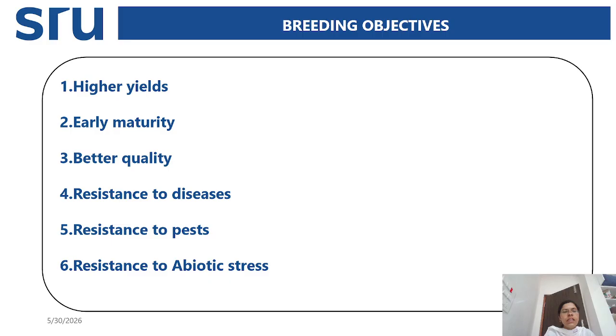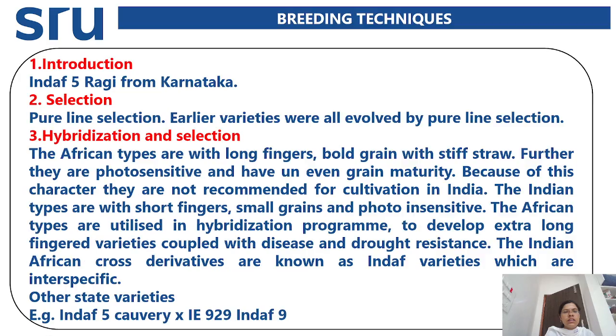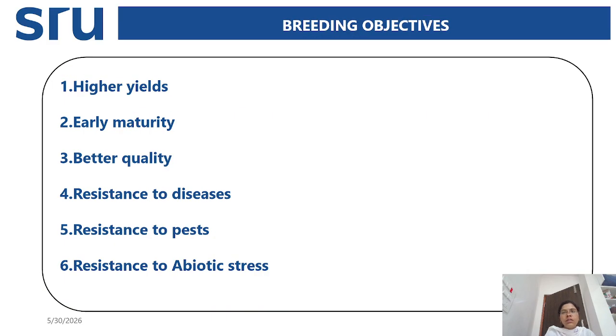Next is breeding objectives. These are the six important breeding objectives of a ragi crop, that is high yield. In all the millets, higher yield as well as higher forage yield is more important. And next is early maturity, better quality, resistance to diseases, resistance to pests, and resistance to abiotic stresses. Mostly we have to breed for resistance to abiotic stresses because we grow these millets in rain-fed conditions, so we mostly observe drought conditions. To avoid this, we have to develop varieties with more drought resistance and more resistance to abiotic stresses.